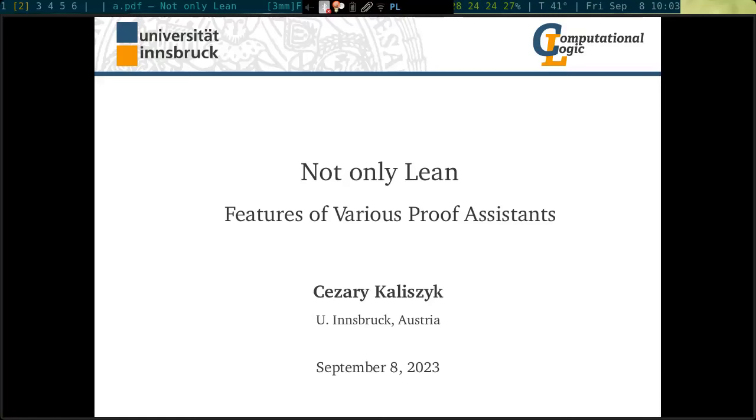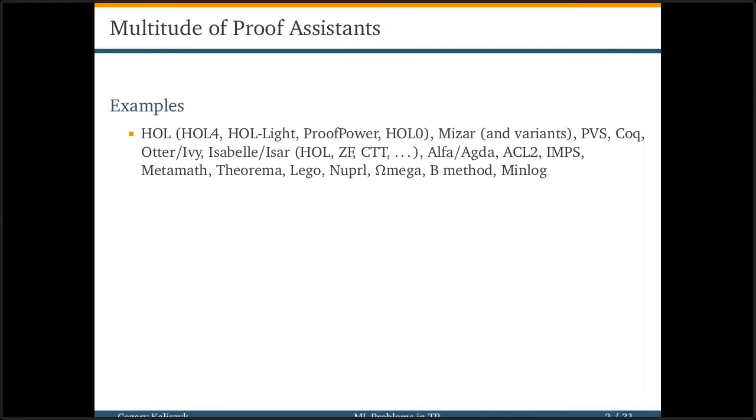We indeed have a really large number of proof assistants today. I've just thrown in a list of older systems, so this doesn't include Lean, for example. So we have all the systems in the HOL family: HOL4, HOL Light, ProofPower, HOL Zero. Even with one single logic, many people have decided to create their own implementations that differ in various features. For Mizar, we have variants. For PVS, Coq, and so on, there are so many systems. Why do we have these? What do they differ in? That's what I'll try to tell you a bit about today.